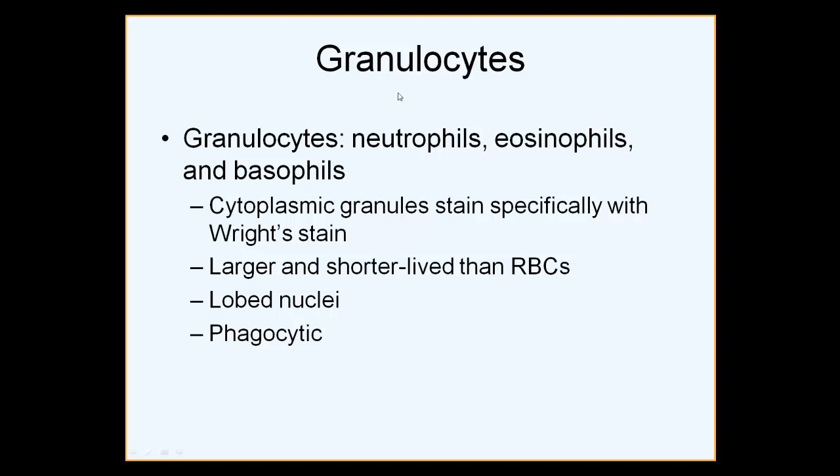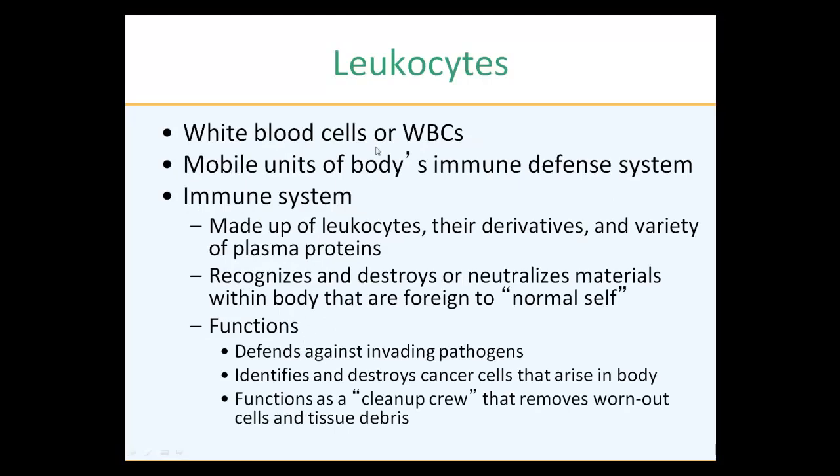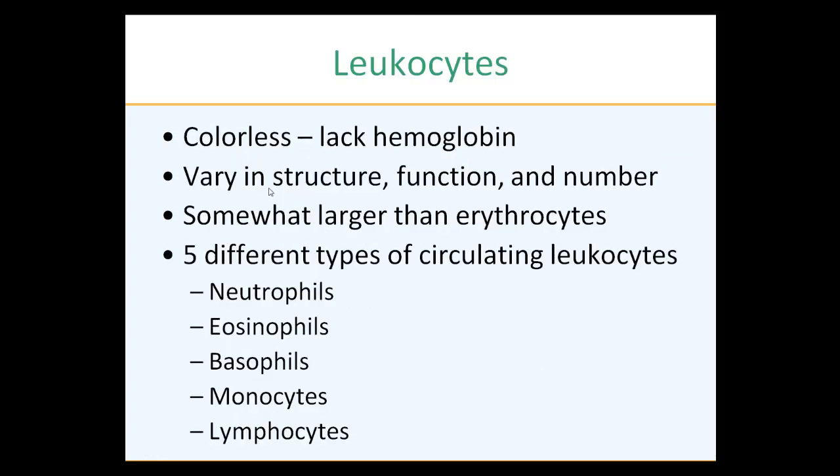They are larger cells and much shorter lived than the red blood cells, all of them, and they have lobed nuclei, and they are phagocytic cells. Not all the granulocytes are phagocytic, just the neutrophils are phagocytic, so I apologize for the mistake here. Again, we did talk about the white blood cells when we covered the immune system, so I'm not going to talk about their function. We covered it in great detail.